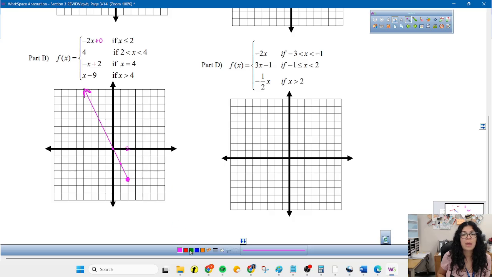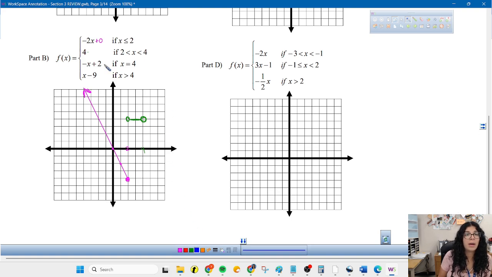My next equation is just 4, so that's a horizontal line on 4, and I'm using that between the x values of 2 and 4, open on both sides. So horizontal line on 4, normally I would do a full horizontal line, but this time I'm going to just use it between the x values of 2 and 4, open on both sides.